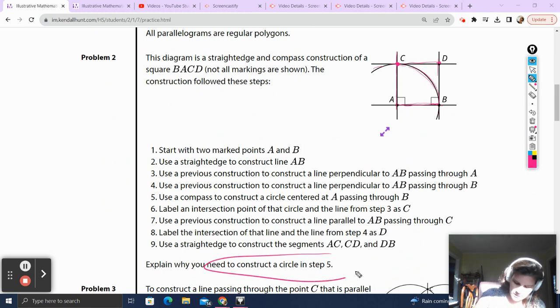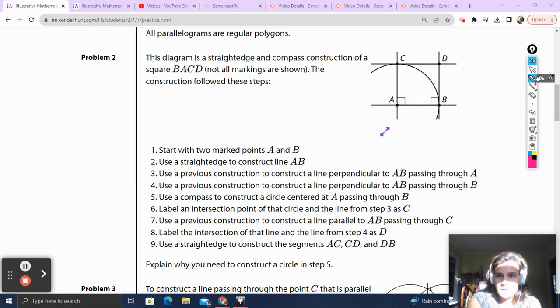Explain why you need to construct a circle in step 5. So, first we started from here. Then we drew this perpendicular line. Then we drew the circle. Why did we draw the circle? Well, this guy had to be the same length as this guy. And drawing the circle ensures that both edges of that square are the same radius of the same circle, so they're congruent. And that's why we needed to do it.